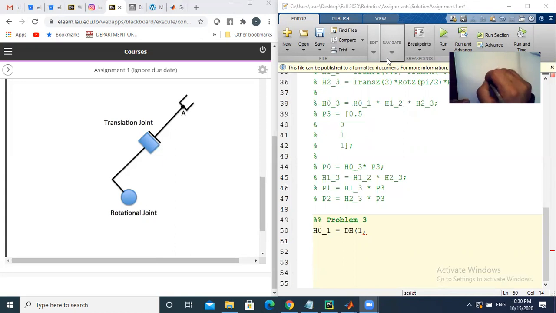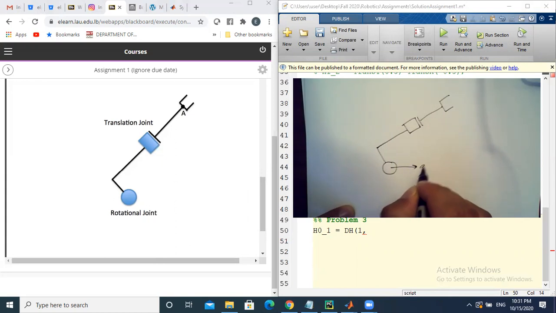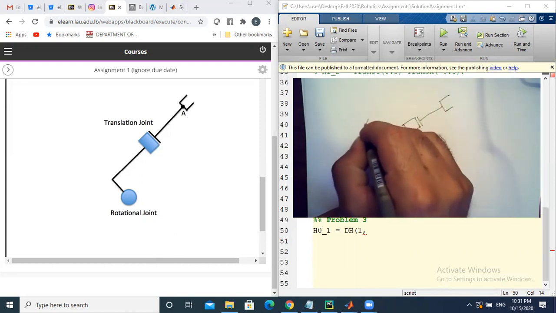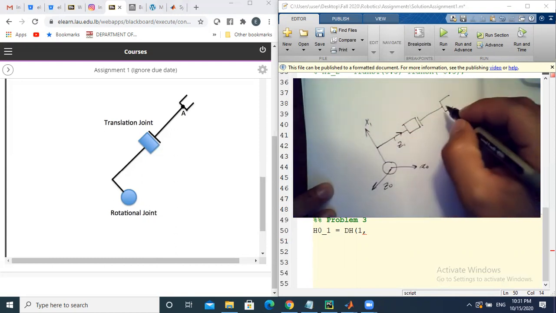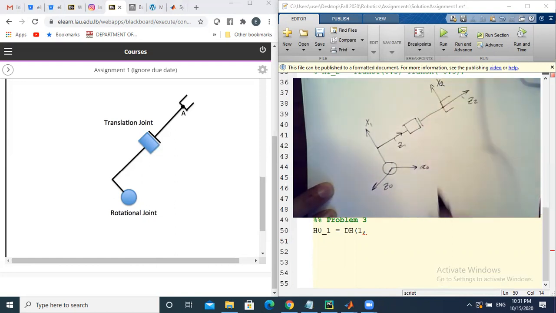So this is the first joint. We have this guy coming up like that, and then we have this guy. Let's make this a little bit bigger. We said x0 is like that, and this is my z0. My z1 is here, and this is my x1, right? And this is my z2, and this is my x2.